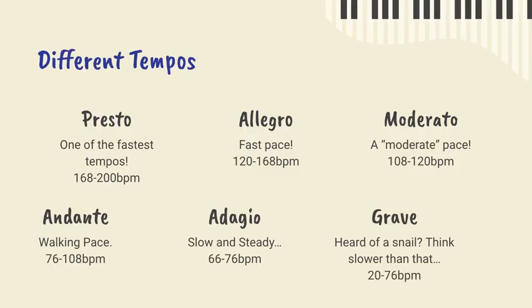So first thing that you guys have is the one that's on the top left right over here. This is Presto. Everyone say Presto. Presto. This is one of the fastest tempos that you can be able to go. It's 168 to around 200 beats per minute. Miss Bounds, or of course Dr. Shepard, there's a metronome that is sitting on the piano. You are free to show them what speed that this is at, and you are free to pause the video to be able to show them. You can pause right here.